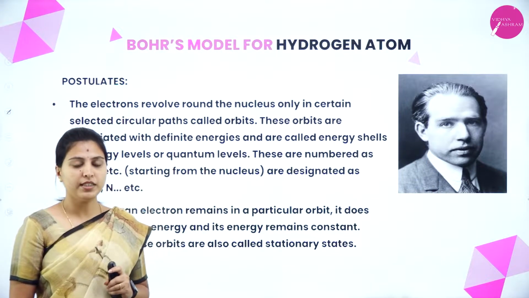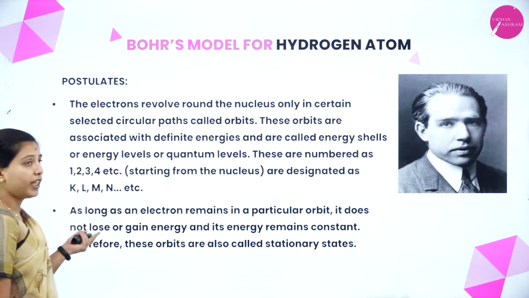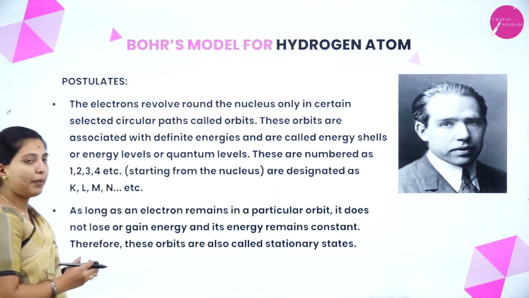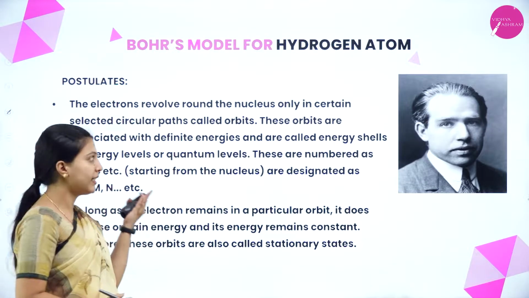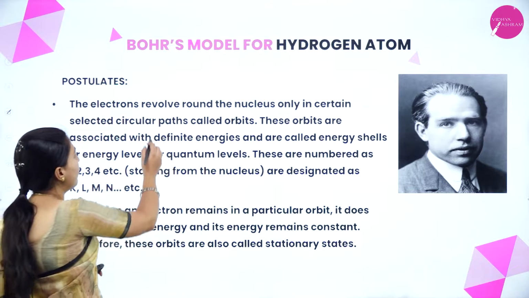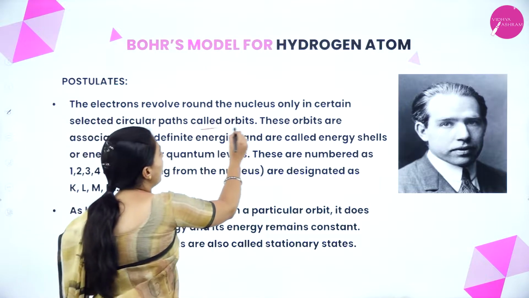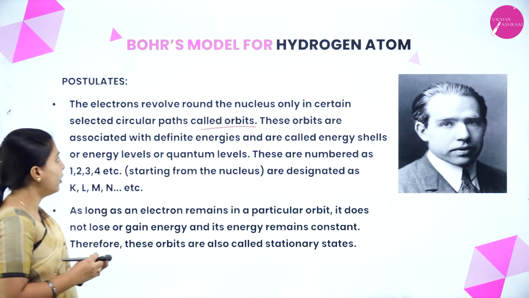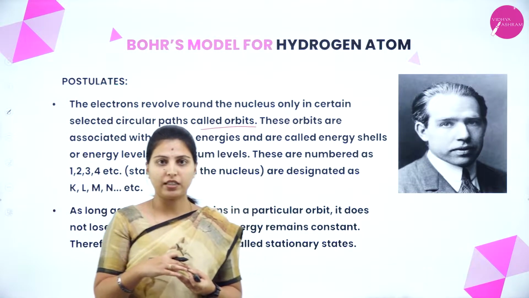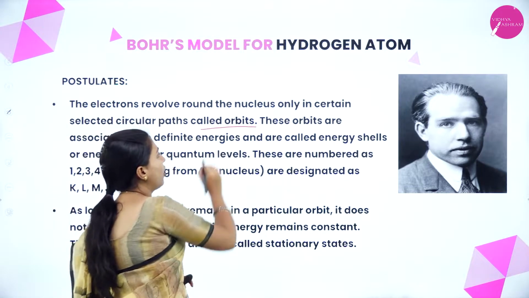What he has done is, Niels Bohr, by applying quantum theory to Rutherford's nuclear atomic model, after many observations, came through with several postulates. What do those postulates mean? The electrons revolve around the nucleus only in certain selected circular paths called orbits. The electrons revolve around the nucleus in a restricted or selected circular path. Those circular paths we call orbits.